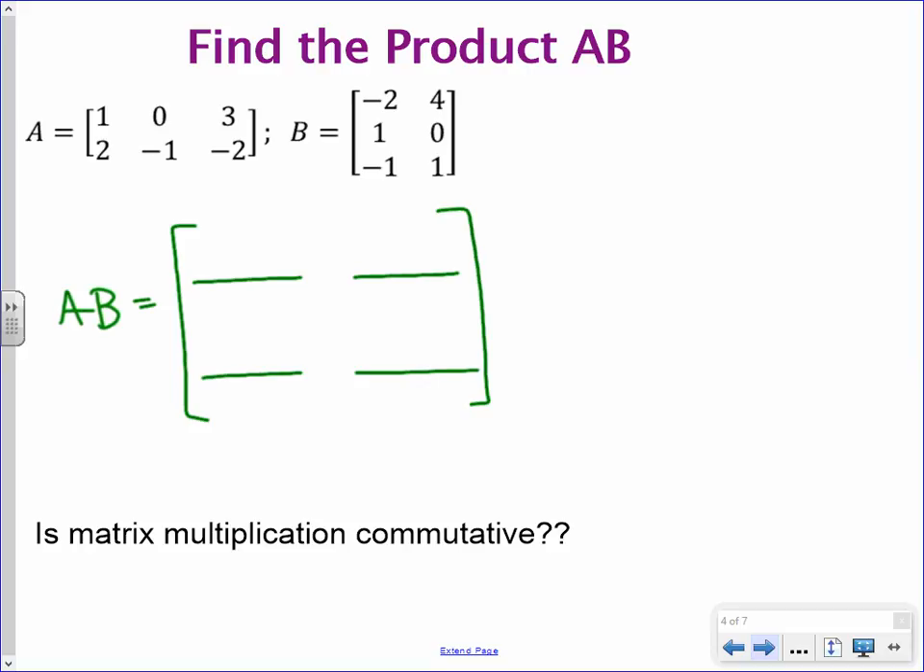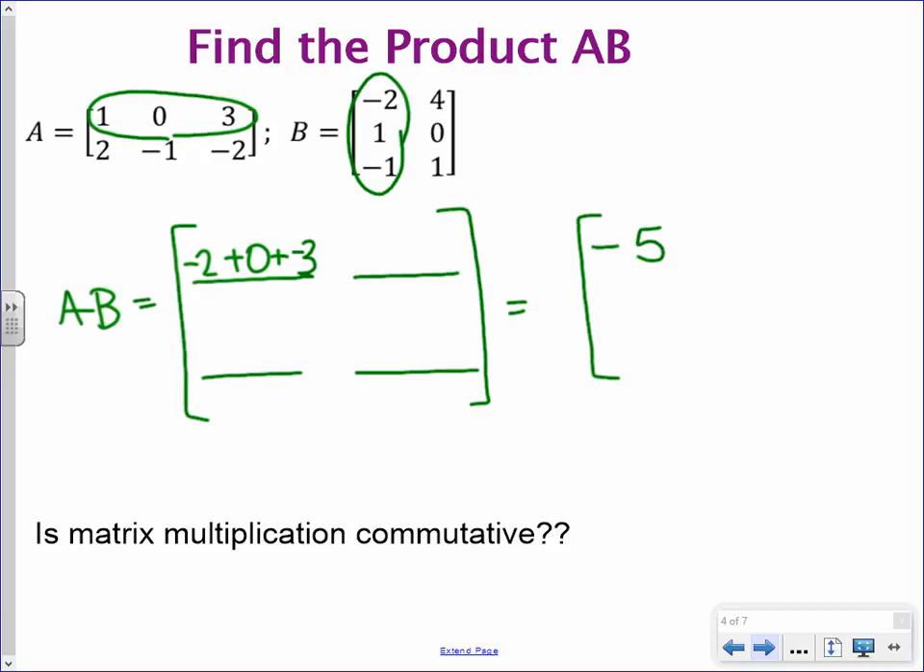Okay. So row by column multiplication. First row, first column. What is 1 times negative 2? Plus 0 times 1. Plus 3 times negative 1. So our first entry is negative 5.